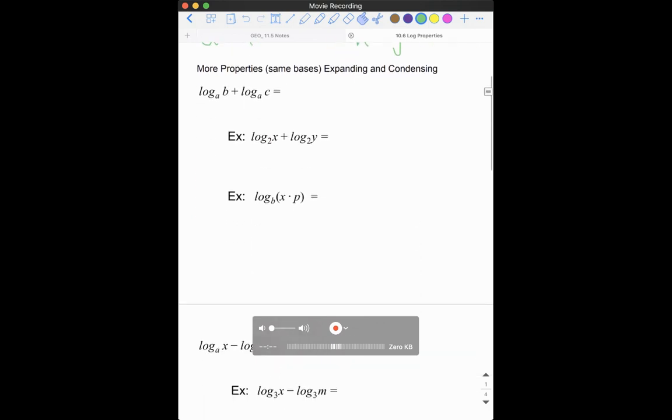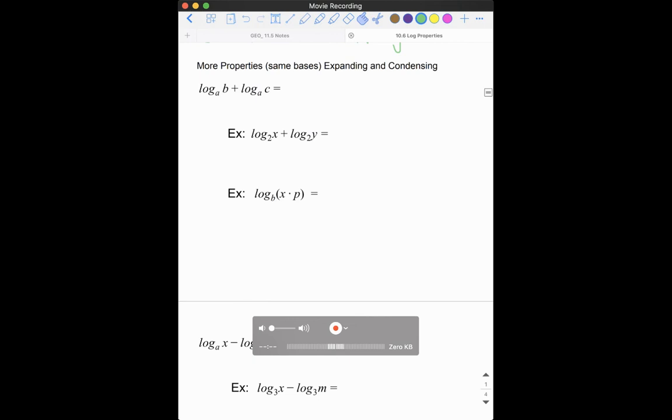Our first one here is going to be, you're either going to be expanding or condensing these using these different properties. One key thing to keep in mind is that the only way we can use these properties is if our logs have the same bases. That's very important. So in here, we've got base a, so we can follow this property. If we're adding two logs that have the same base, we can condense that into log base a of b times c. All we do is condense it down to one log and multiply our two values.